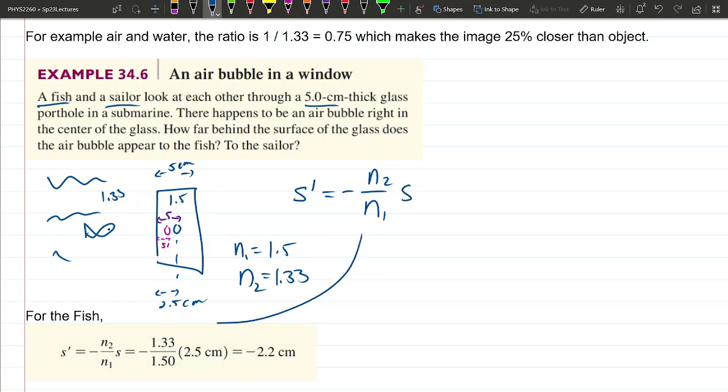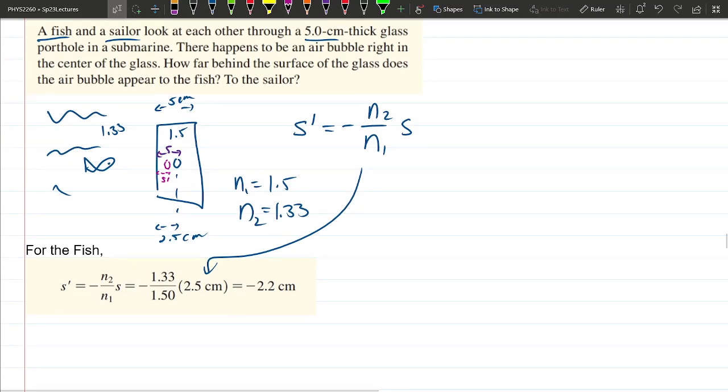And if you plug in those numbers over here, I kind of copied it so I save some time doing the calculator punching, okay? So the image is actually going to appear 2.2 centimeters from the surface instead, okay? And this is known as a virtual image because it's actually not out here, right? The bubble doesn't appear up here. That's why that negative sign is there. We're going to see how that plays out when we do lenses, okay? Does that make sense? All right.